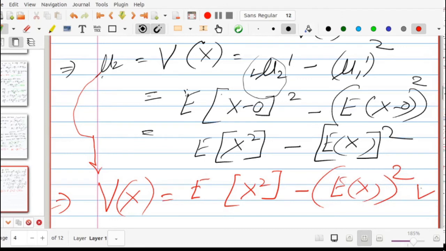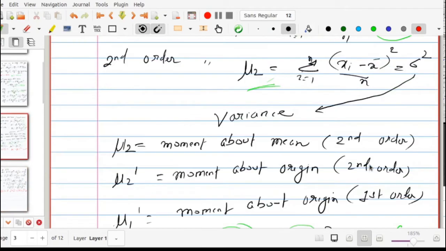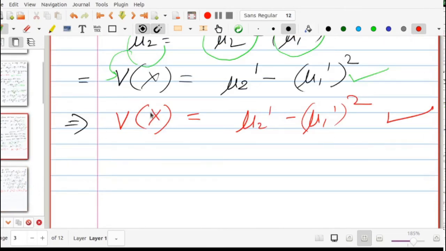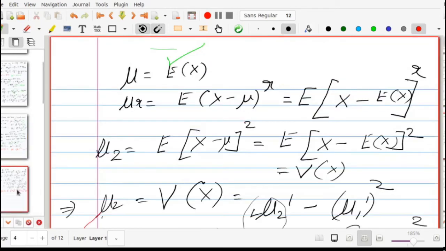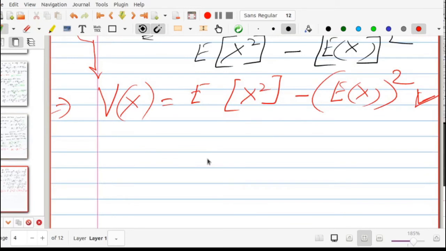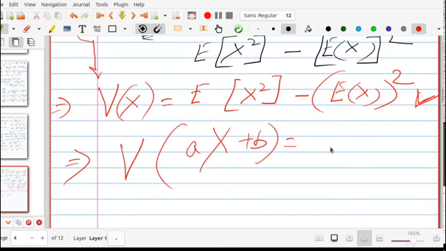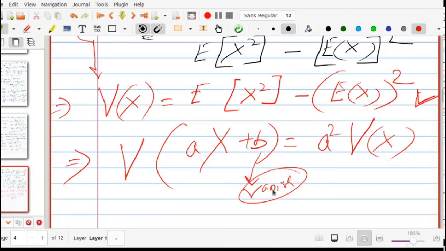The second important takeaway of this, the first important takeaway was this one. The second important takeaway is the one highlighted in red. And the third important takeaway in today's lecture is, if I have to calculate the variance of ax plus b, where a is a constant, it becomes a square variance of x. So the second constant will vanish. The proof you can yourself try, or you can refer to any standard book and you will get this proof.